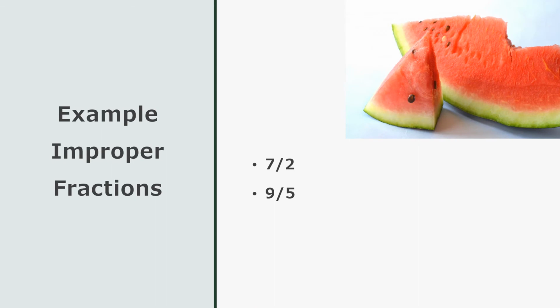All right, up next, let's look at some examples of improper fractions. So if you see, I've got 7/2, and then I have 9/5. So you might hear that as 7/2 or 9/5. Now remember what we talked about. An improper fraction has a bigger numerator than denominator. So 7 is my numerator and it's bigger than the denominator. So that's how I know that I have an improper fraction.